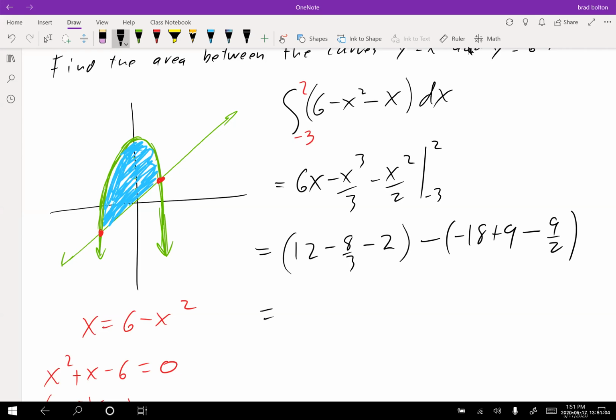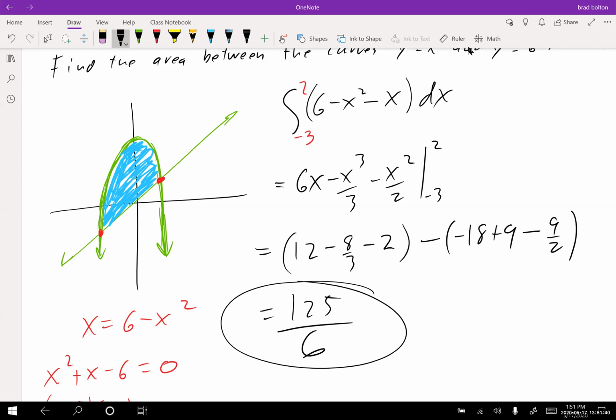So let's see what this is on my calculator. Should end up being 125 over 6, but I'm just going to make sure I wrote everything right. 12 minus 8 divided by 3 minus 2 plus 18 minus 9 plus 9 divided by 2, math frac, and we get 125 over 6 like I thought. So this is correct. In general, fractions are better than decimals because normally the decimals are rounded and I want the fractional answer. So you get 125 over 6, and this would be the area of that shaded blue region.